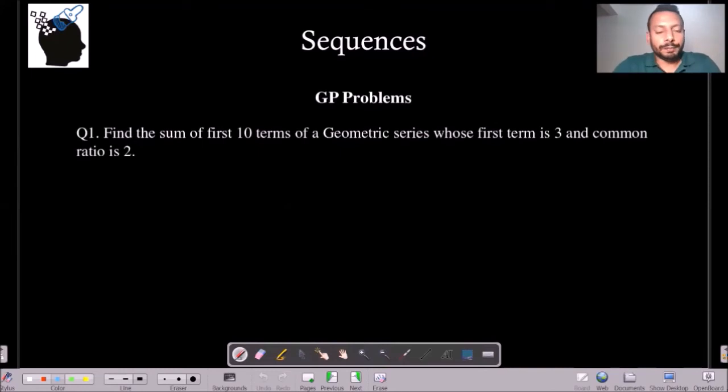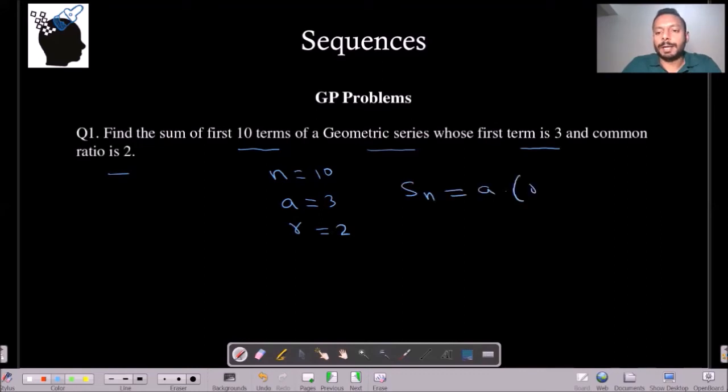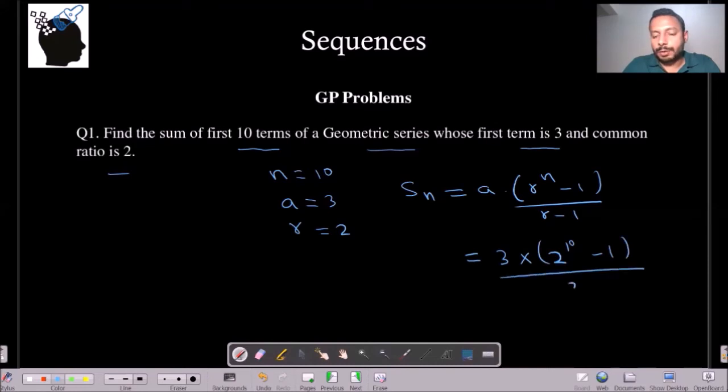I hope by now you would have got the right answer. Let's try it out. Find the sum of first 10 terms, so n is given to us as 10, of a geometric series whose first term, which is A, is 3 and the common ratio is 2, so R is equal to 2. So we can use sum of n terms is equal to A multiplied by R raised to n minus 1 by R minus 1, which is nothing but 3 multiplied by 2 raised to 10 minus 1 divided by 2 minus 1.